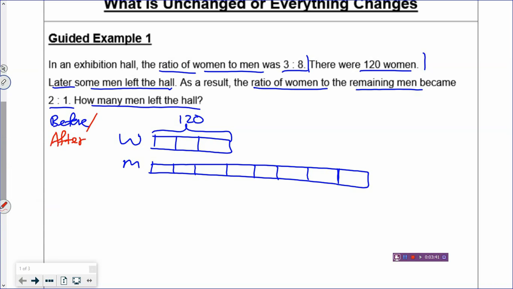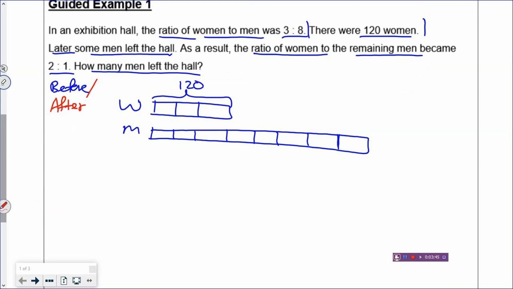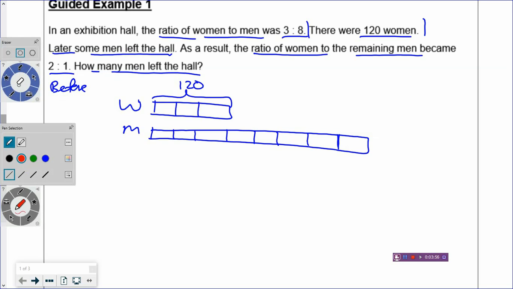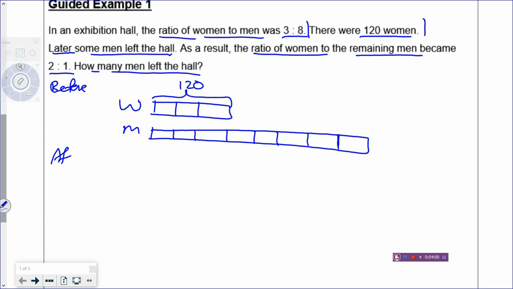Okay, I think I should break up the model, because this problem looks a little, it's not as simple as I think. So let's break up the model so that you can understand better also. So you have after, and women and the men. The women is unchanged. So you draw out the rectangle for the women first. It's unchanged, and you can see the ratio.